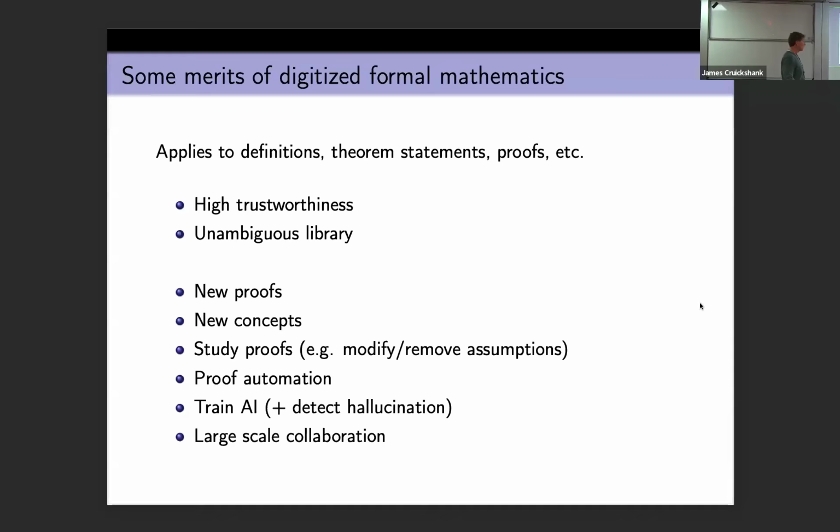You can also study proofs. Of course, you can also study proofs without formalization. But if you have your proofs in a digital form, then studying the proofs, for example checking what happens if you modify or remove an assumption, you can immediately see what happens. For example, if you have some statement and you ask yourself, oh, I had the assumption that my ring was Noetherian. Do I really need it?